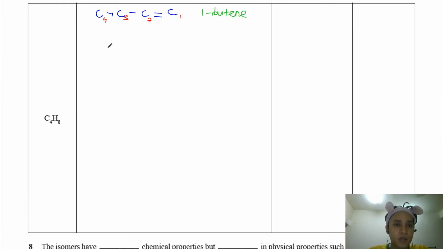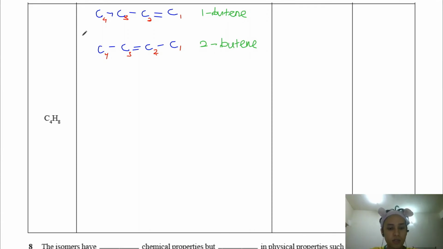Okay, now if I change the double bond to the middle, meaning I shift this one to the middle. Okay, so this one is 1, 2, 3, 4, right? So this one, the naming will become 2 butene.